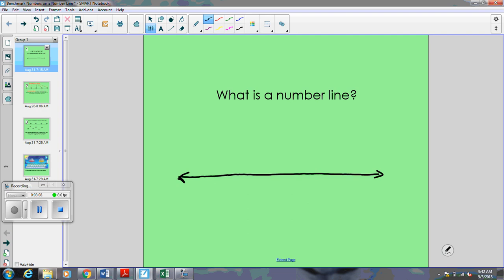I also like that Cohen said number lines don't have to have every number. But do they have to go in order? What do we think about that? Can they go all over the place? 1, 7, 4, 9. Aiden, what do you think?